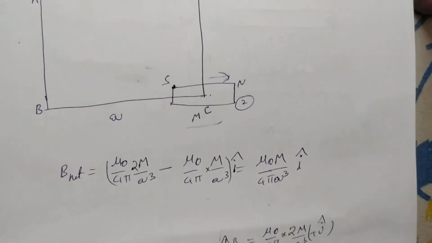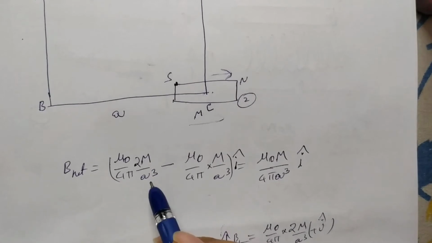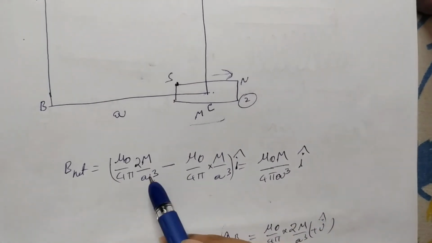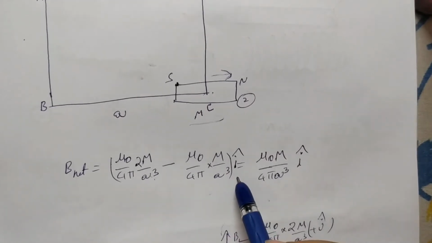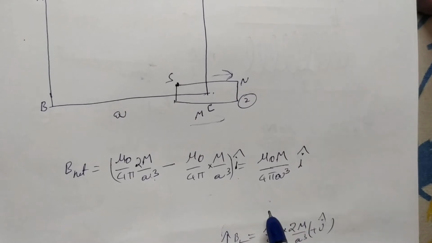Then what you get, the net field at that point, is mu naught by 4 pi 2m by a cube due to the first bar magnet, and due to the second bar magnet, this one is along the positive axis, the other is along the negative axis, and finally you get mu naught by 4 pi m by a cube i cap.